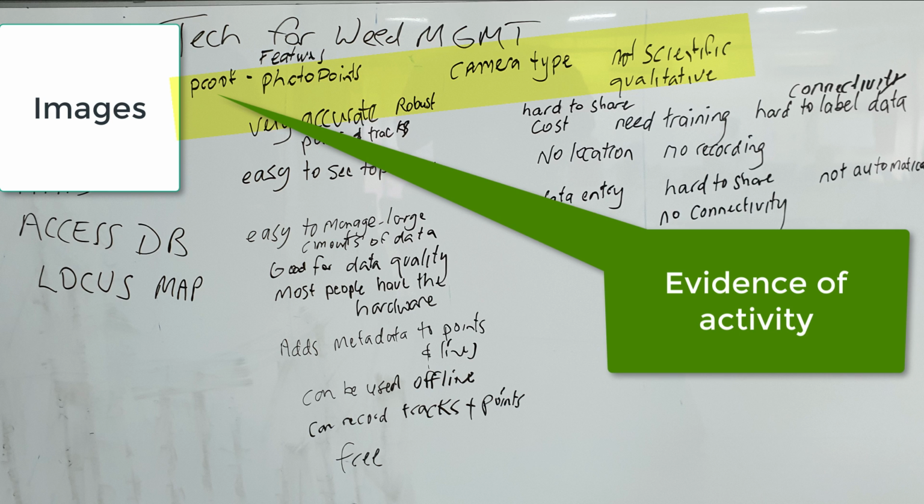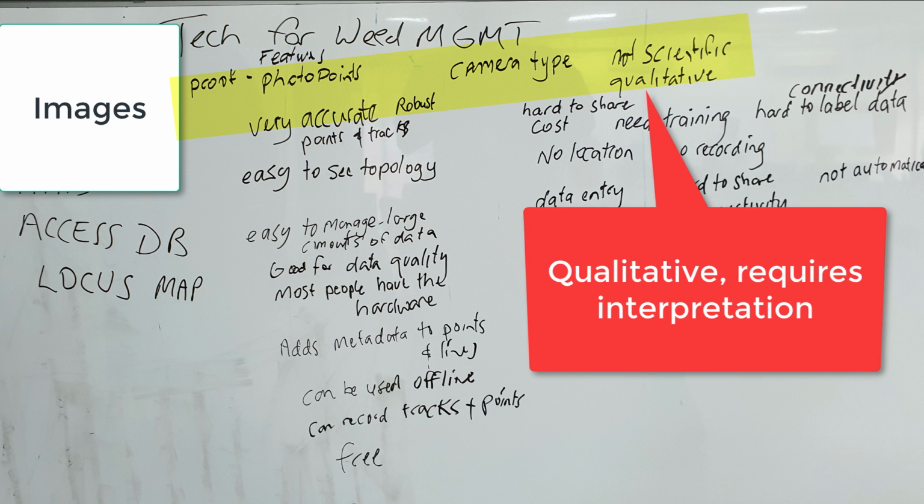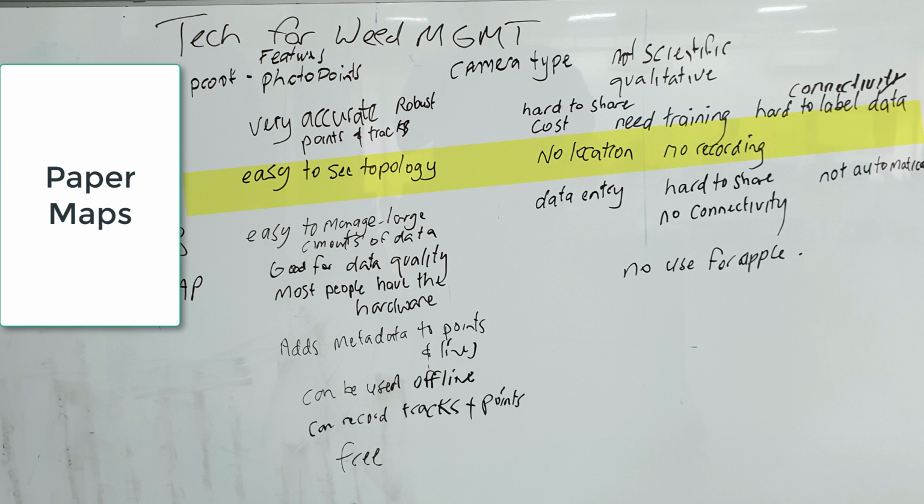Yep. So, proof, photo points. Any limitations? It's not quantitative. Yep, it's qualitative. What were the features of using maps? Why were maps so good? Yeah, you could see everything.